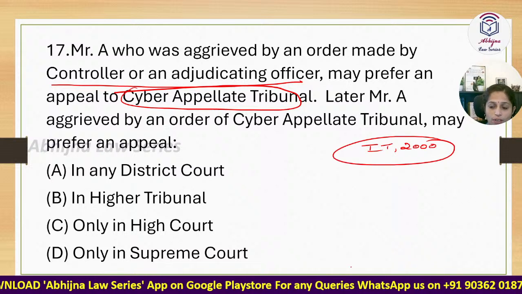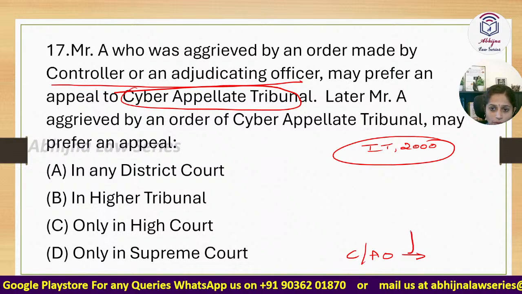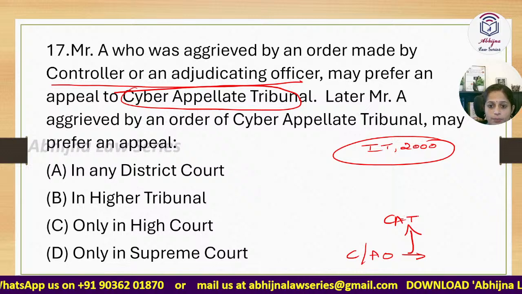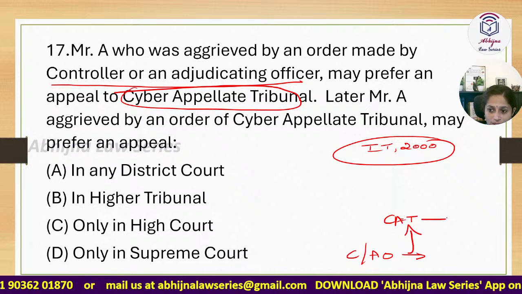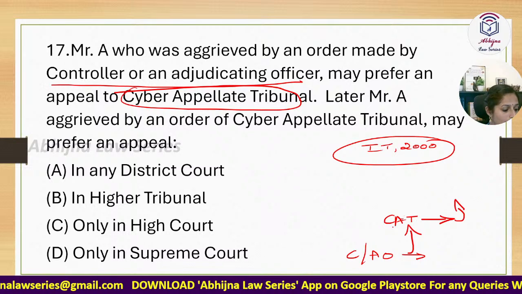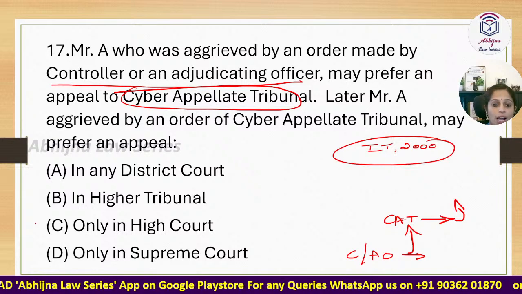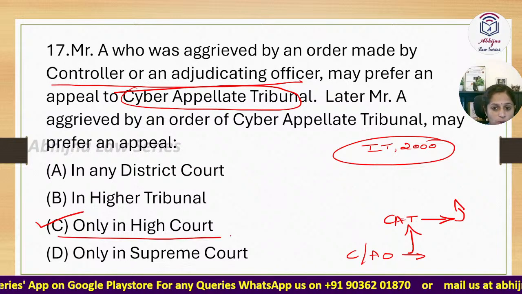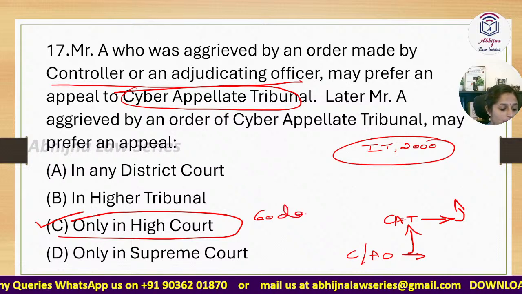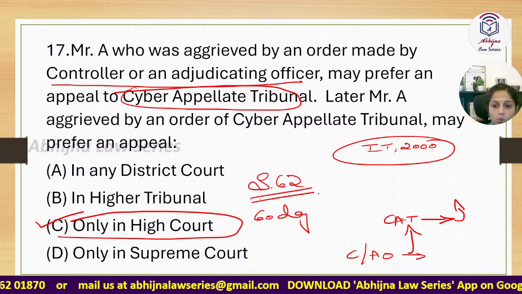Okay. So, whenever a controller or adjudicating officer passes a certain order, whom can we appeal to? We can appeal to the Cyber Appellate Tribunal. And again, if the Cyber Appellate Tribunal has made an order, whom can we appeal to? We can appeal to the High Court. Okay, it could be only the High Court, and it should be within the period of 60 days. Section 62 speaks regarding this. The relevant section is section 62.